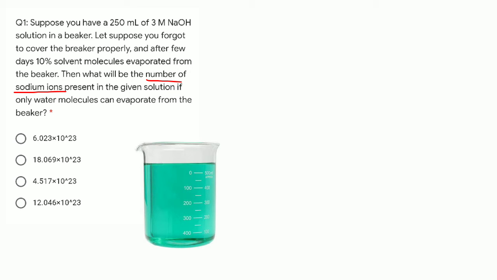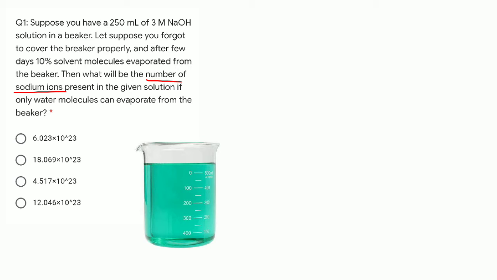If only water molecules can evaporate from the beaker, that means the solute is not going to evaporate. So the number of sodium ions formed because of the dissociation of sodium hydroxide is going to be the same as in the initial condition. That means if we add 3 moles of sodium hydroxide, then after the evaporation of water, 3 moles of sodium hydroxide will remain there.